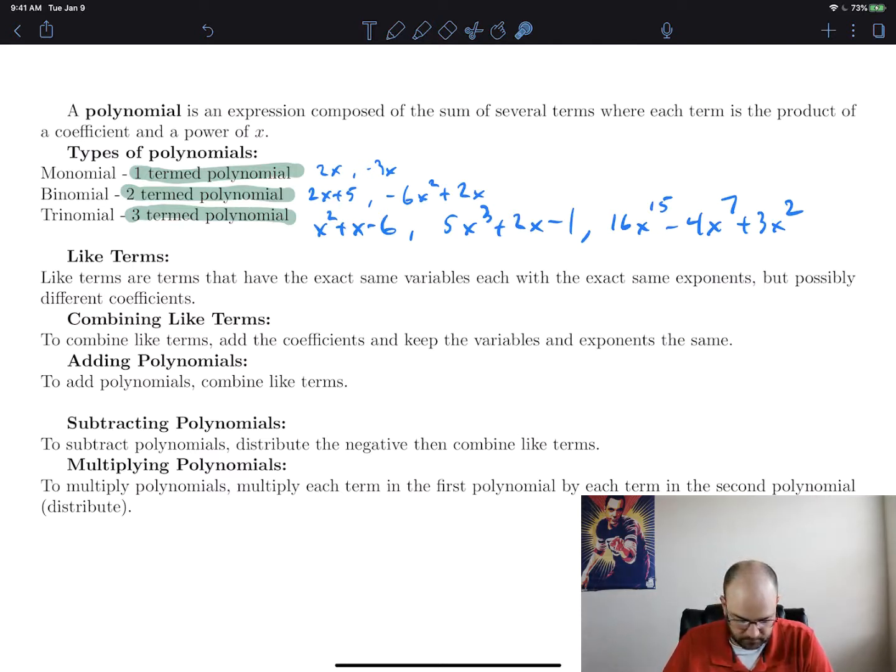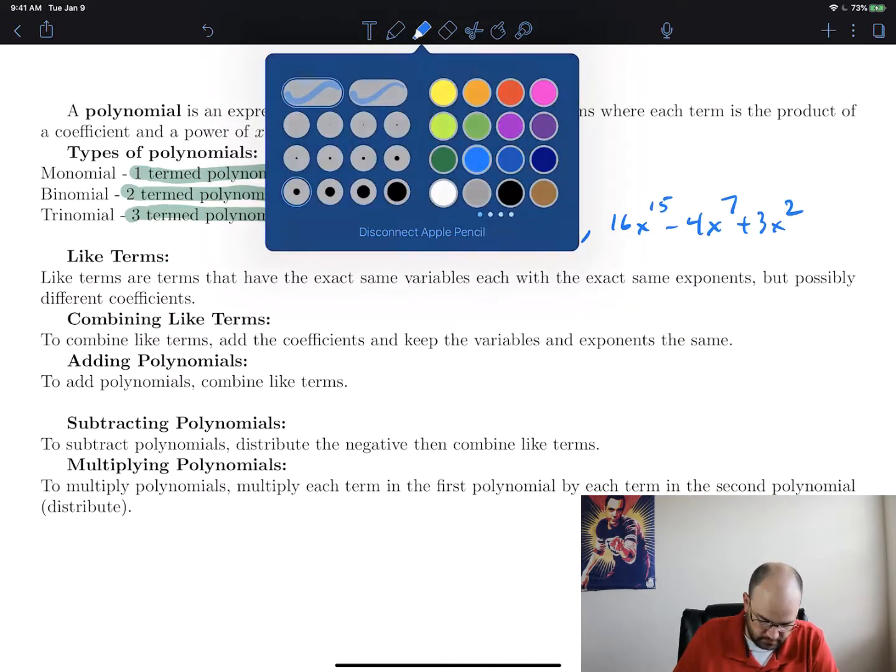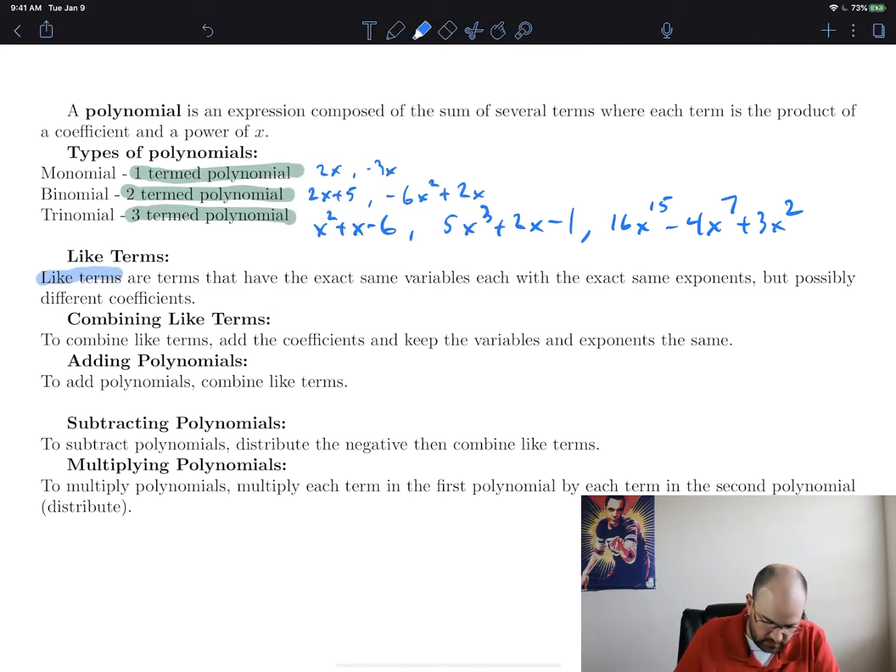definitions here. Like terms. Like terms are terms that have the exact same variables, each with the exact same exponents, but possibly different coefficients. So looking at all of this, 2x and negative 3x are in fact like terms. Same with the x and the 2x and the 2x, and well, that's it.